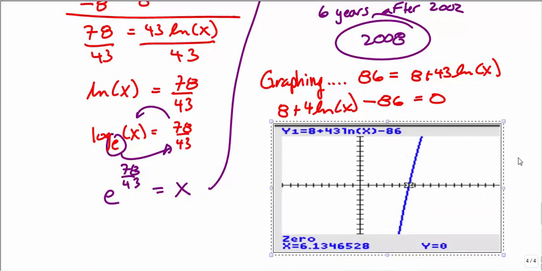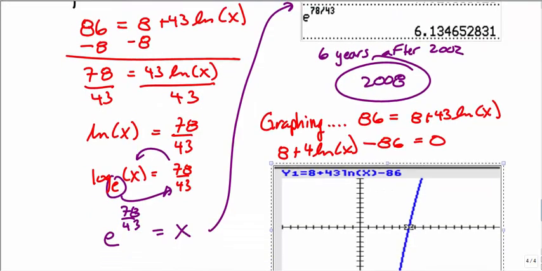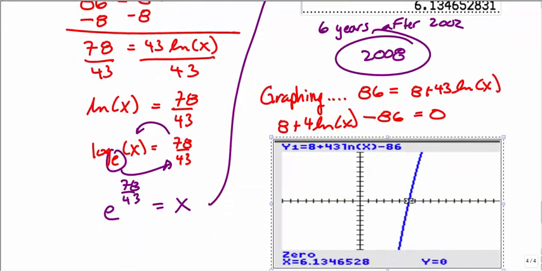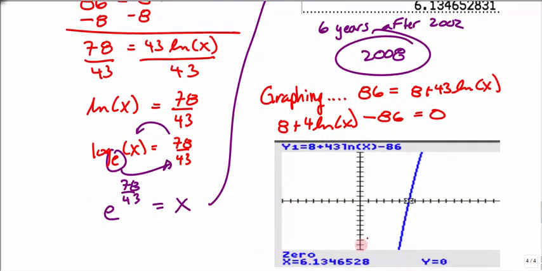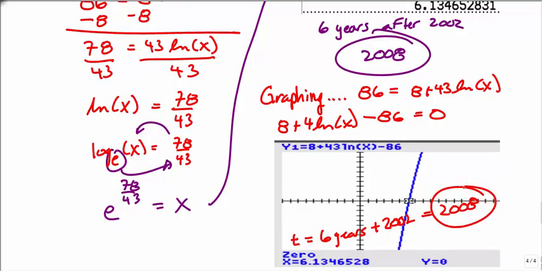Let's compare that. Yep, 6.13465. So this is my solution for the number of years. So this would be t equals 6 years, but I have to add that to the year 2002, so I get 2008 for my answer. Okay, so I get 2008. I like the graphical approach because I like the visual of it, but I can also see where learning how to do the handwork and being able to check it with the graph would be really beneficial as well.